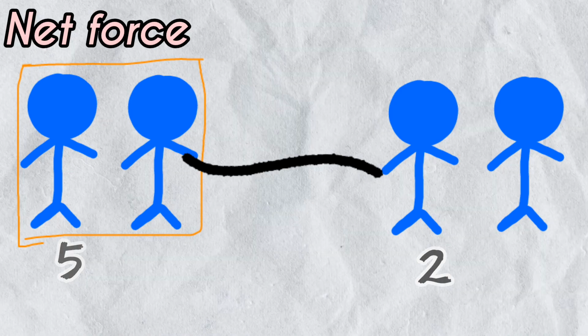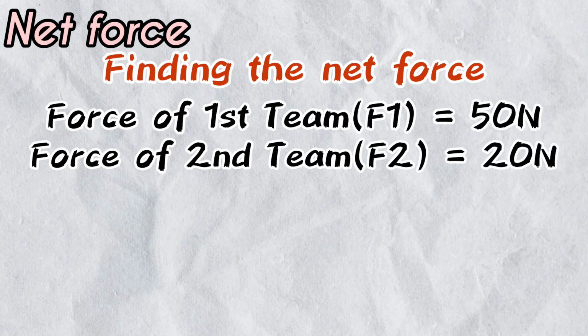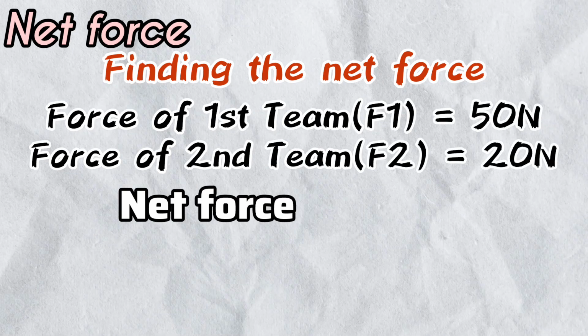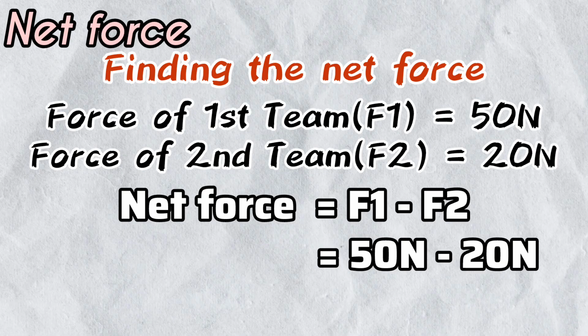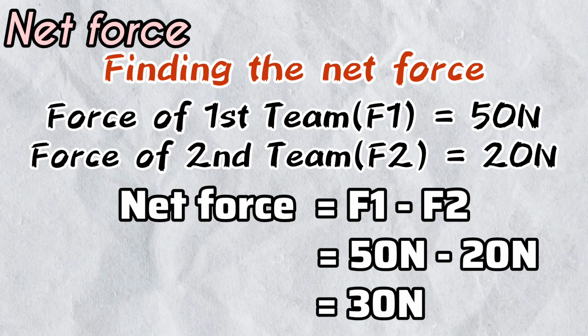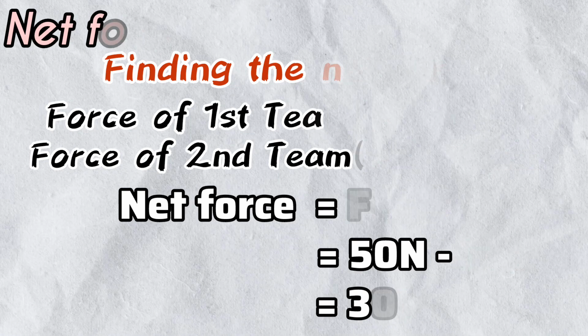To find the net force here, we need the force of the first team and the second team and then subtract them. So with this we understand that the net force here will be 30 newtons. And the team which won was applying a force of 30 newtons more than the team which lost. Now let's jump back to the topic of balanced forces.